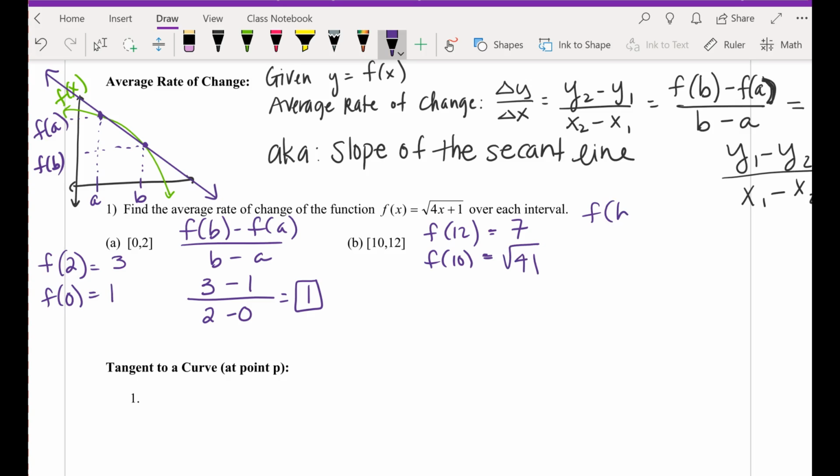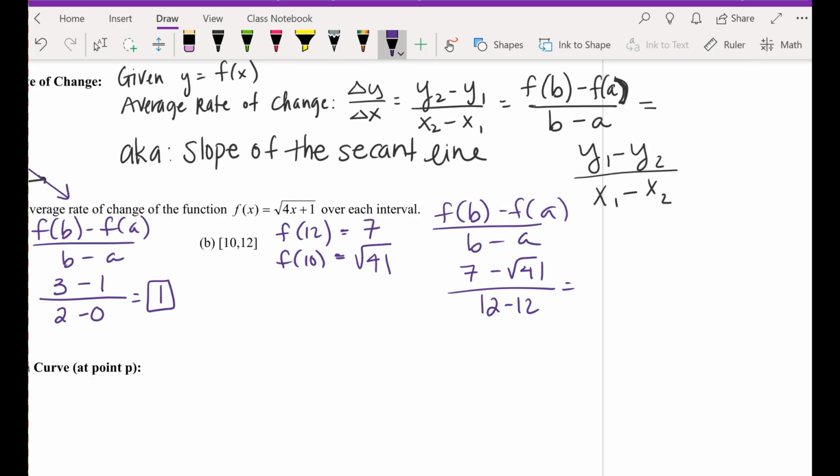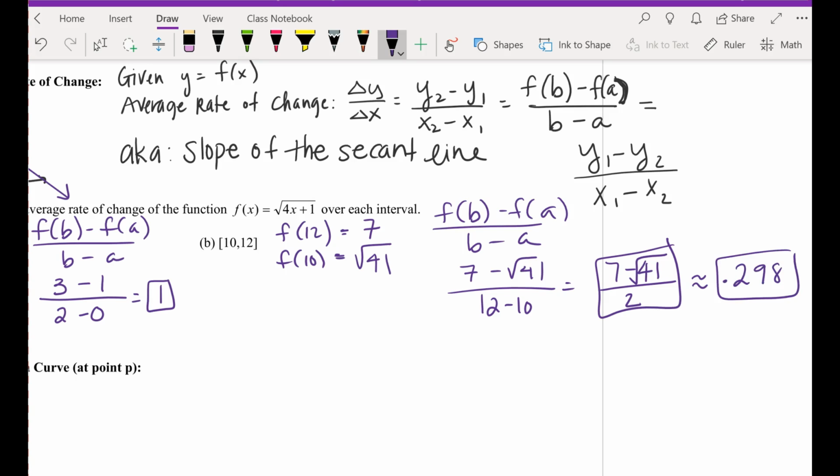So it says f of b minus f of a all over b minus a. So we can do 7 minus radical 41 all over 12 minus 10. Exact form would be 7 minus square root of 41 over 2. Yes or no? Someone punch it in. Let me know the approximation to 3 decimal places. Good. Okay, so exact form and calculator form.